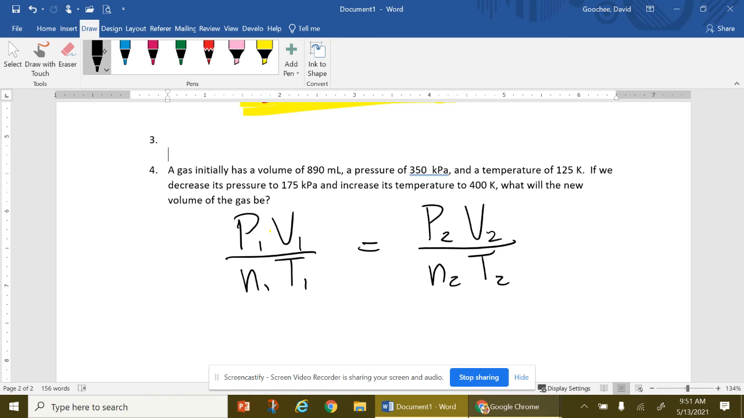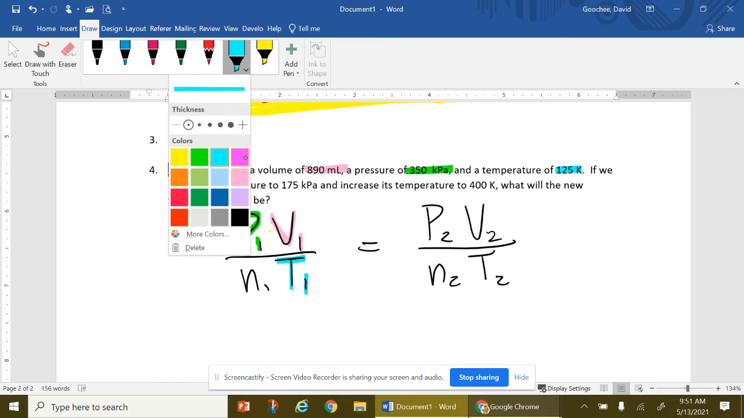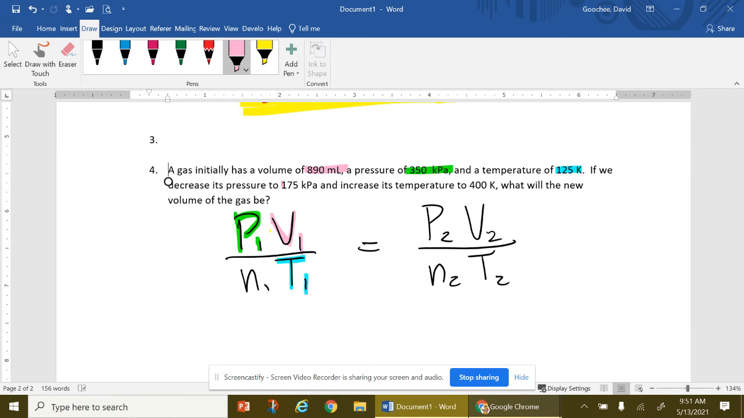Now let's plug in what we know. A gas initially has a volume of 890 milliliters. So that's the initial volume that's mentioned. And a pressure of 350 kilopascals, so we have the initial pressure. And a temperature of 125 Kelvin, so we have an initial temperature. If we decrease the pressure to 175 kilopascals, that's the final pressure.